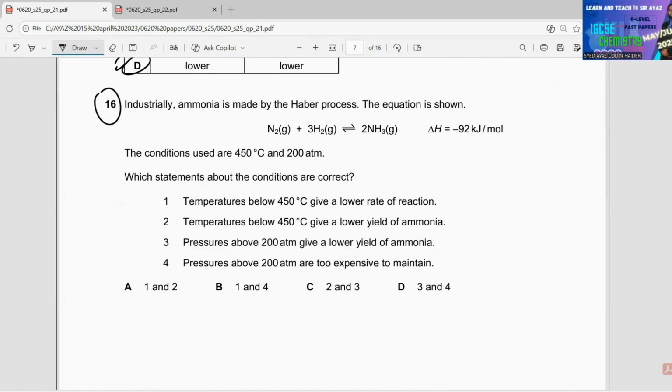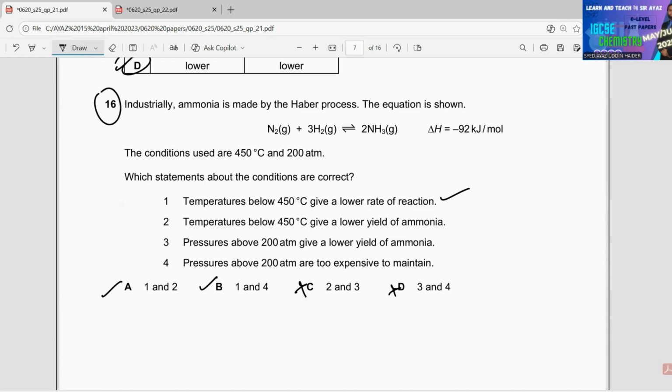Industrially, ammonia is made by the Haber process. The equation is shown. The conditions used are 450 degrees centigrade and 200 atm. Which statements about the conditions are correct? 1. Temperatures below 450 degrees centigrade give a lower rate of reaction. This one is correct, because if you decrease the temperature, the rate will decrease. So if 1 is correct, either A is correct or B is correct. Both C and D are incorrect.